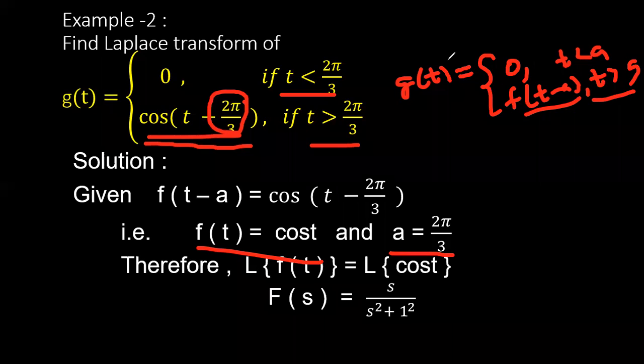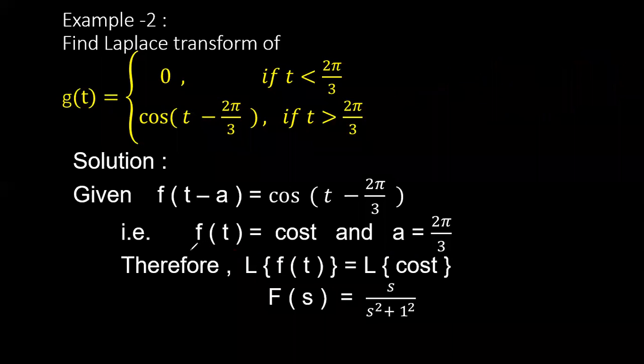Okay, right. So apply the Laplace transform to this f of t, which converts it to f of s. The Laplace transform of f of t is equal to the Laplace transform of cos t. So what is the Laplace transform of cos t? s by s square plus 1. So we got this f of s.